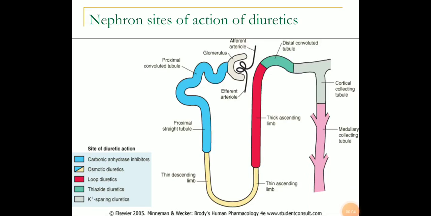Today's topic of discussion is diuretics. Diuretics are drugs which cause a rate in the increase of urine. That is the proper definition of diuretics. But these are the drugs also which cause a net loss of sodium and water in urine.